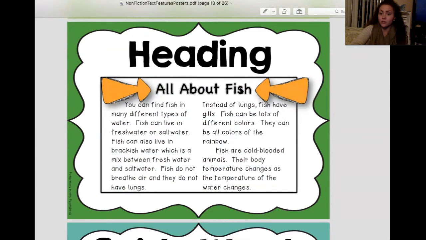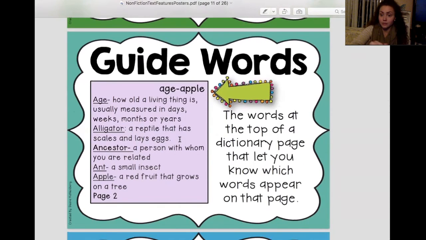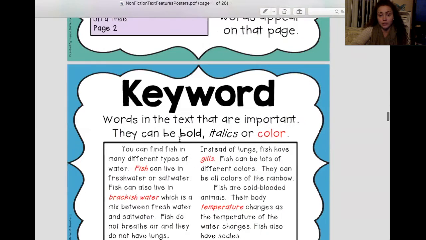If you see bigger words, they're usually a different color, or they might be bolded. That tells you that you have a new section of information that you're going to be looking at here. So in this section, it's going to be all about fish. So if I'm looking for that information, I can see all about fish. Next is guide words. That goes along with dictionaries. We're not really looking at that today.